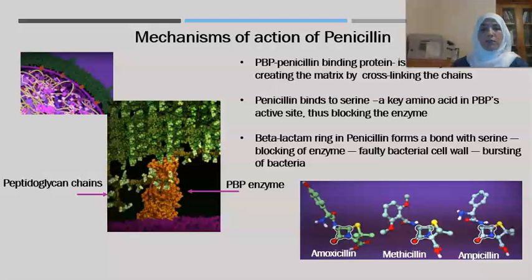Penicillin blocks this enzyme by directly binding to the amino acid serine in the enzyme's active site. The part of penicillin which does the blocking is called the beta-lactam ring. Thus, the beta-lactam ring opens and forms a bond with serine within the enzyme and blocks its action. Examples of antibiotics with similar modes of action are amoxicillin, methicillin, and ampicillin.